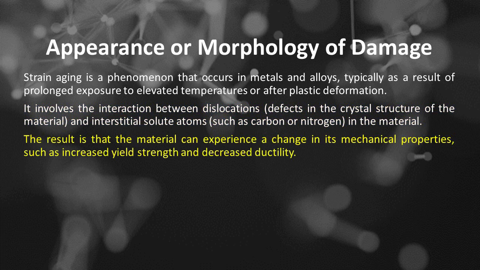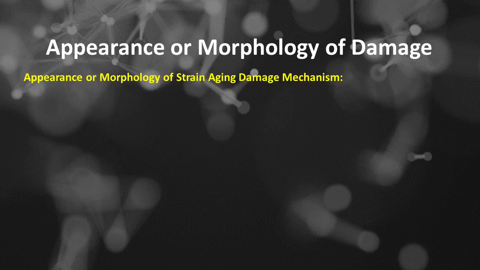It involves the interaction between dislocations, defects in the crystal structure of the material, and interstitial solute atoms, such as carbon or nitrogen, in the material. Appearance or morphology of strain aging damage mechanism. Number 1 is dislocation interstitial interactions.